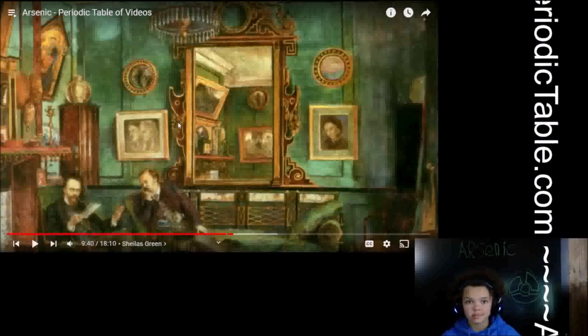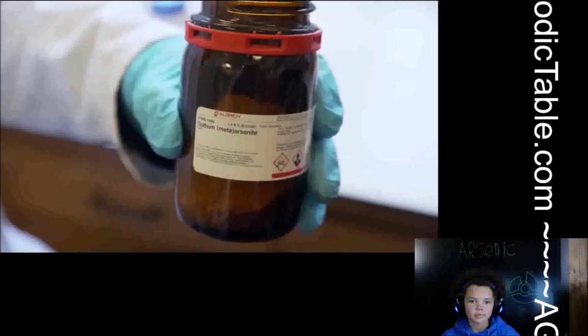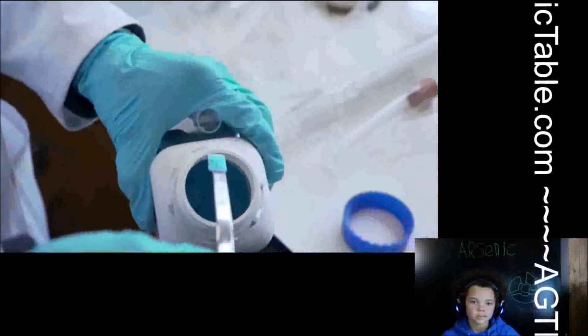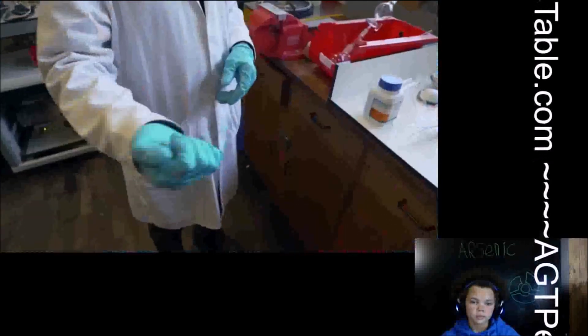Shouldn't do that. Salt called Scheele's green. It is made by taking a solution of sodium metaarsenite, which is colourless, and dropping in copper sulfate, which is blue. I've done this reaction several times, but I haven't done it for a long time, and I was really surprised quite how beautiful it is seeing this green solid forming.